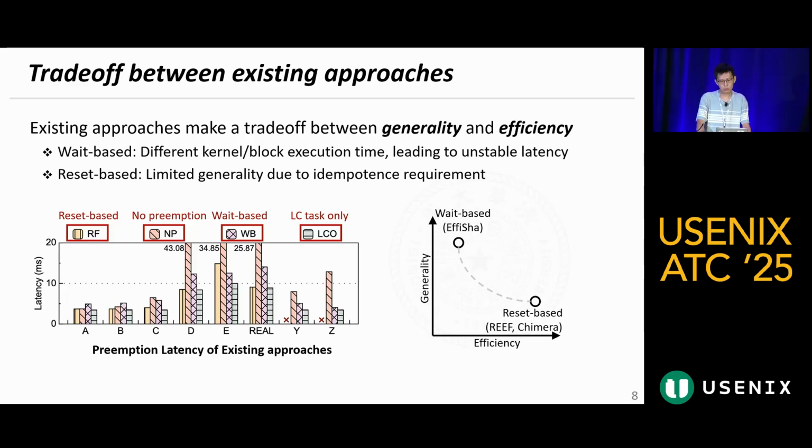However, existing solutions force us into a difficult trade-off. The wait-based approach is general but inefficient, which often faces high latency. As the following figure shows, we co-locate LC tasks with BE tasks. The wait-based approach incurs high latency, while the reset-based approach is efficient but not general, limiting its application. For example, a workload that contains no idempotent kernel is not applicable. This leads to our key question: can we achieve both generality and efficiency?